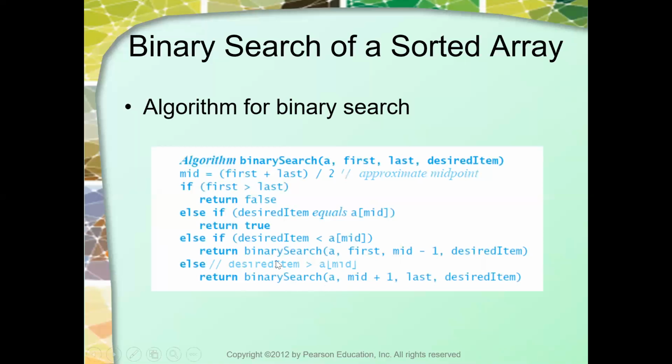And otherwise, the desired item must be greater than the midpoint value, so we call binary search on the values from mid plus 1 to last. In this case, because we're looking at the value at mid, we don't go mid to last, we go mid plus 1 to last.